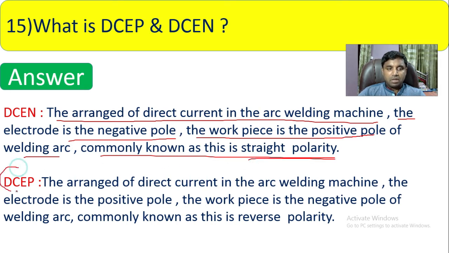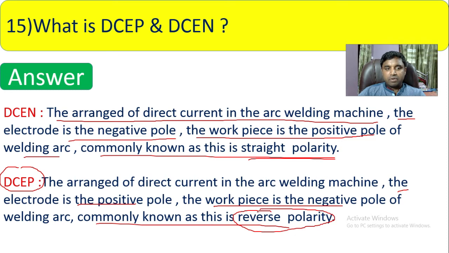In DCEP it is opposite. You see here, the electrode is the positive pole and the workpiece is the negative pole. That is called the reverse polarity. So you understand the straight polarity and reverse polarity.